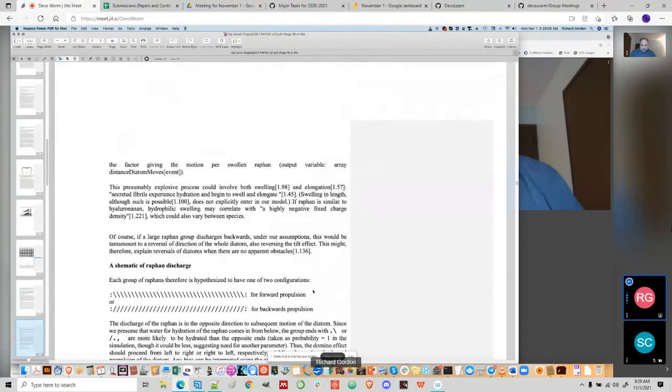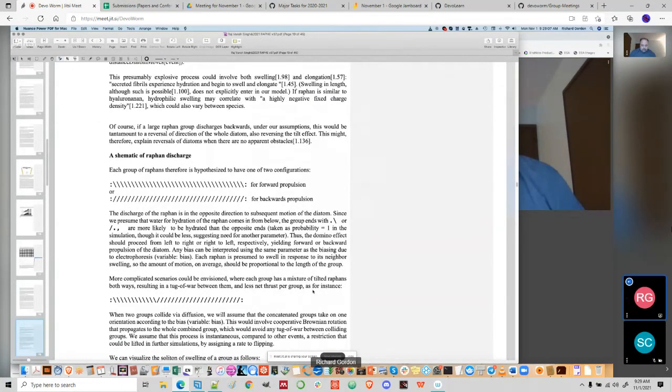So we use the domino theory for the propulsion. Here's a configuration of raphe and molecules in the raphe. If they're tilted this way, you get forward propulsion of the diatom, and if they're tilted this way, you get backwards propulsion. Nobody's come up with an explanation for backwards propulsion, but when a diatom is moving, as the movie said, it moves in a jerky fashion. It's not simply jerky; it actually goes backwards. I can show you that.